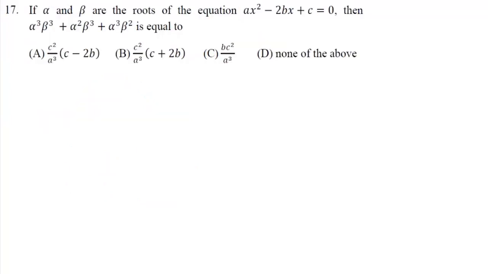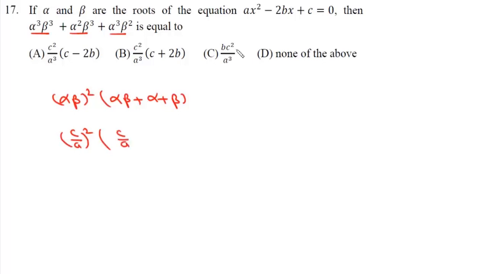Now question number 17 is, if alpha and beta are the roots of this equation, then we need to find the value of this expression. So what we'll do is take alpha square beta square common. So we can write (alpha beta) whole square into (alpha beta and alpha plus beta). Now alpha into beta is C upon A, so it will be (C upon A) whole square. Now alpha into beta is C upon A and alpha plus beta is -2B upon A. So it will be C square into (C plus 2B) upon A cube, and that's your option B.